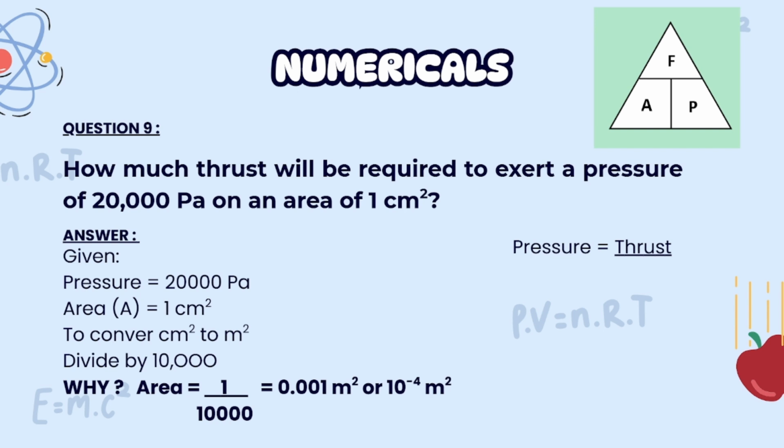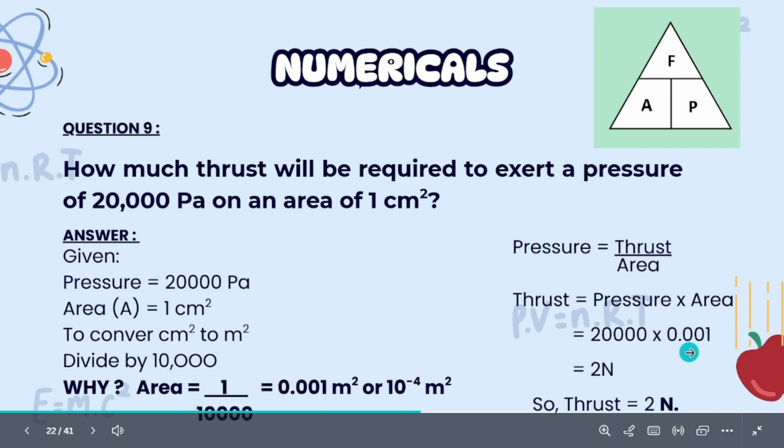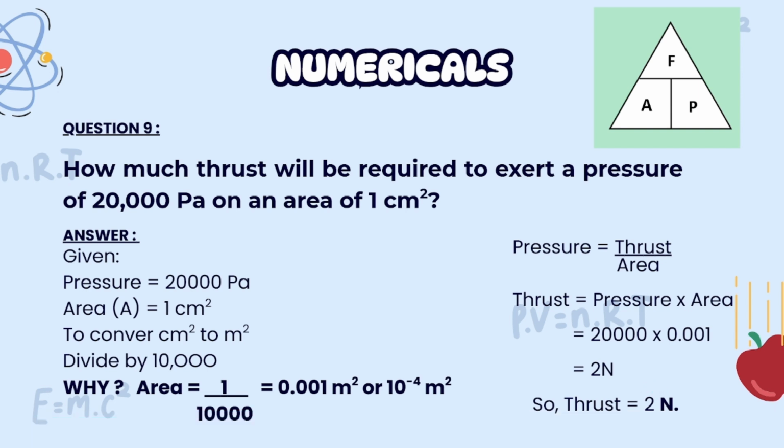What's the formula? Pressure equals thrust by area. But to calculate thrust, it will be area into pressure or pressure into area. Pressure is 20,000 into 0.001. If you multiply, just a normal multiplication, and after 3 numbers just put a point. After 00 you can put a point, you will get 2 Newton. Simple answer. So the thrust, nothing but force, is 2 Newton.